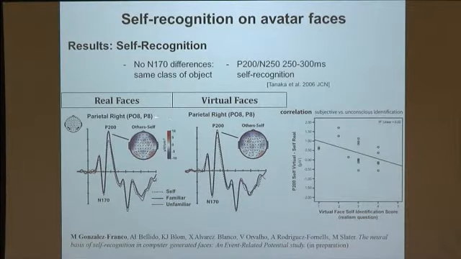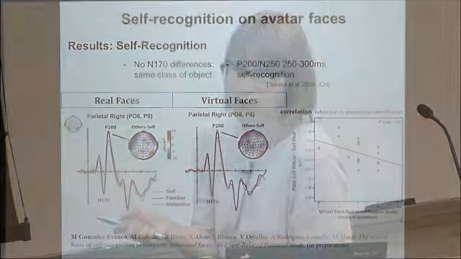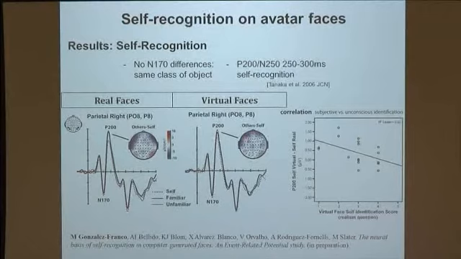Here is when we first access the memory, and we see that the self is processed with much less power in voltage than the other images, both for the real faces and for the virtual faces. So that means somehow this virtual face that looks like you, and this is a significant difference, this virtual face that looks like you is actually being accepted or processed in a different way than the other faces.